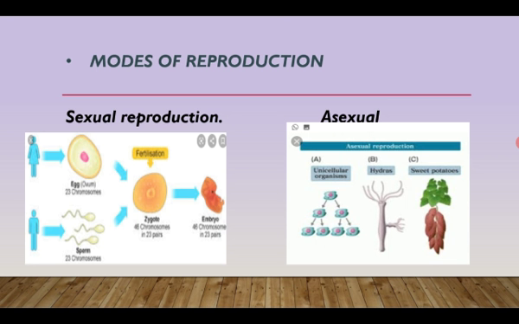In this class we will study the modes of reproduction. There are two types of reproduction. First is sexual reproduction, second is asexual reproduction. What is the meaning of sexual reproduction? The reproduction in which the female gamete and male gamete take part is called sexual reproduction. And the reproduction which occurs without the help of male and female gametes is called asexual reproduction. Sexual reproduction is generally found in highly developed animals, and asexual reproduction is generally found in lower grade animals.